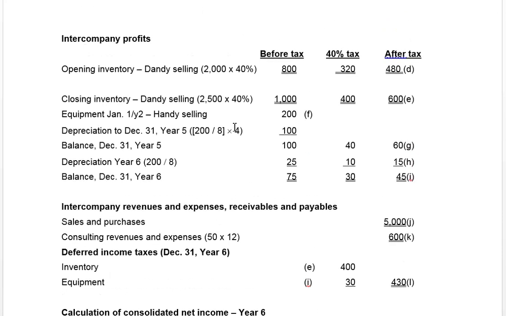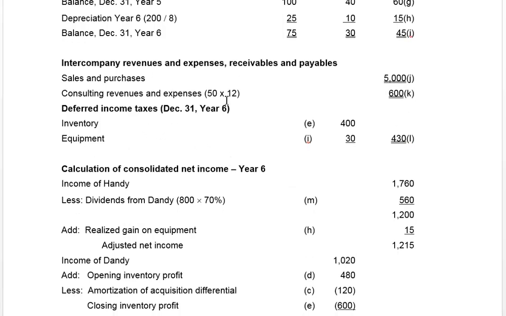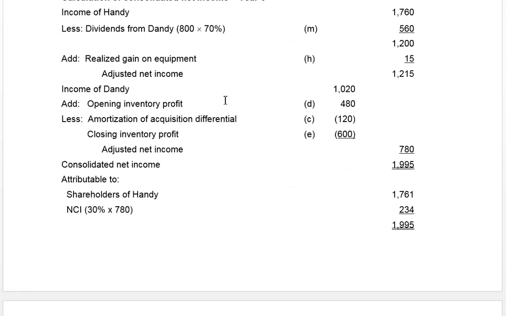You remember that from our analysis up here. There was $2,500 worth of inventory in the parent's ending inventory that was packing 40% profit. So before tax, we had profit sitting in ending inventory of $1,000, on an after-tax basis, $600. So that's what we're removing from Dandy's income, because Dandy was the seller. We're removing it from their income so that we only have in income those profits that the consolidated entity can recognize. So as a result, we've calculated adjusted income of the sub, Dandy, at $780, added to the parent's adjusted income would give us $1,995.